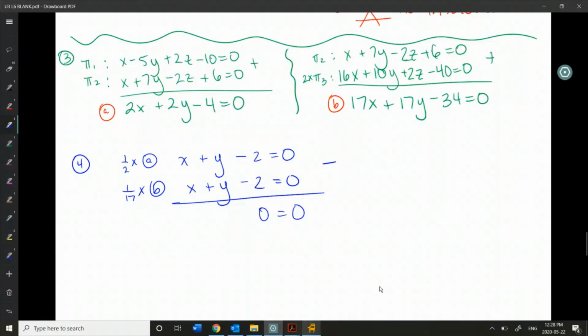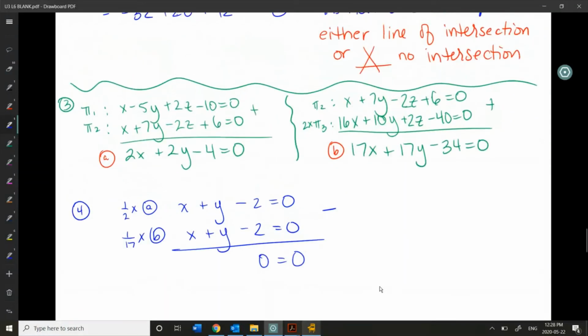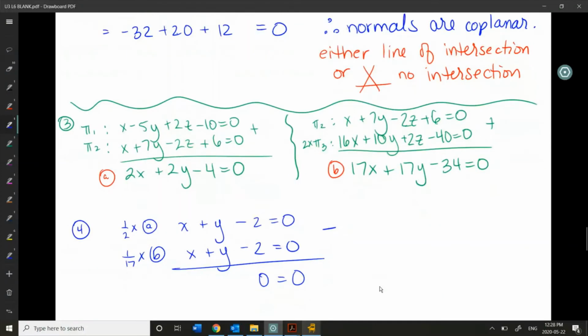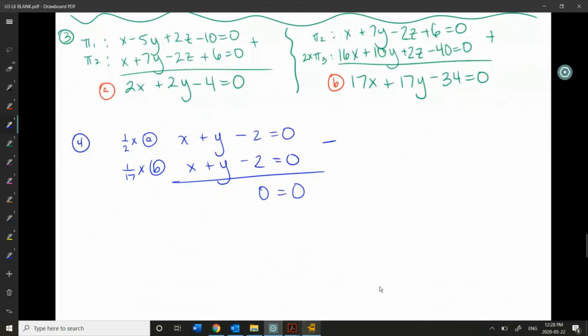So what does this mean in terms of what we're trying to solve for? Well, if I get a true statement, remember we talked about how this is the key step in this process that tells us what type of solution we have. So we already decided that either we have a line of intersection or no intersection here. If I were to get a line of intersection, I would expect to get a true statement here, whereas if I have no intersection, I should expect to get an untrue statement. So because we got a true statement, this is telling us we have a line of intersection.